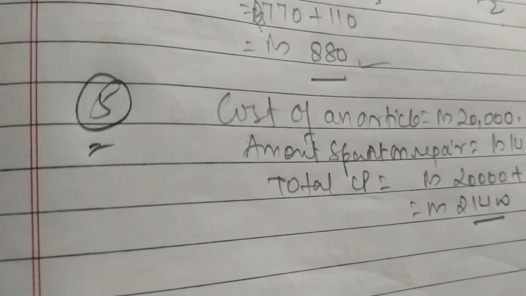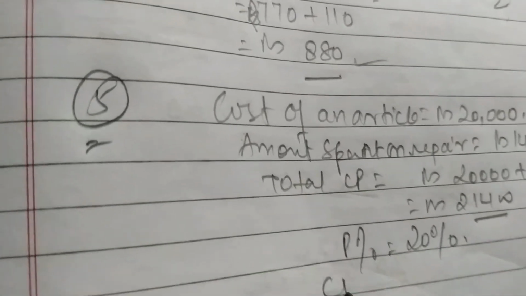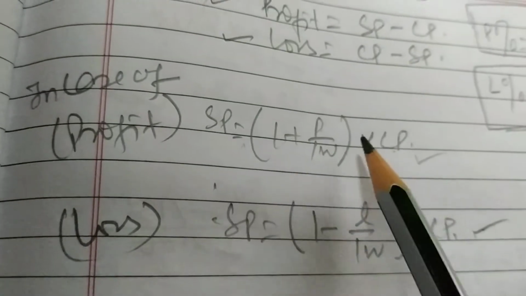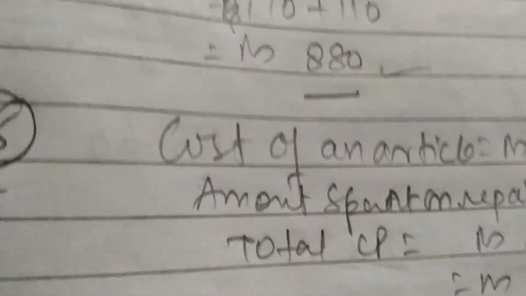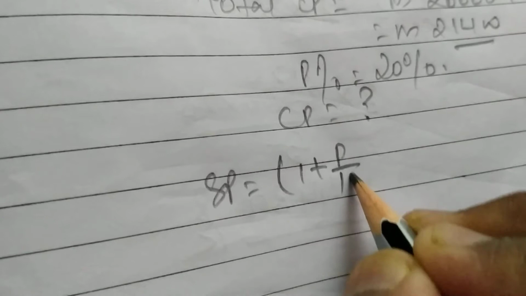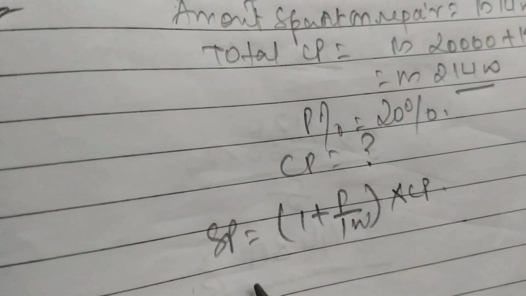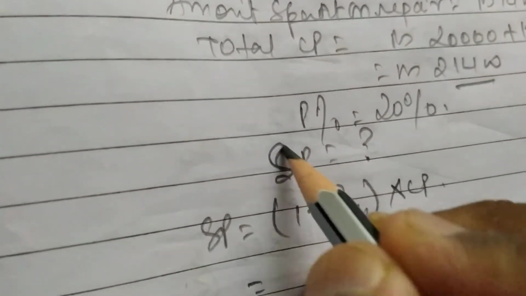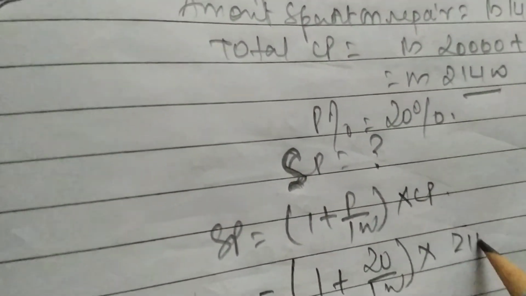Now they have given you profit percent is equal to 20%, and SP is the question mark. I have said in the beginning, whenever they have given us profit and CP, we can directly put it over here and go to further calculation. Now SP is equal to 1 plus P by 100 into CP. SP we need to find, not CP, sorry. So it will be 1 plus 20 by 100 into 21,400.